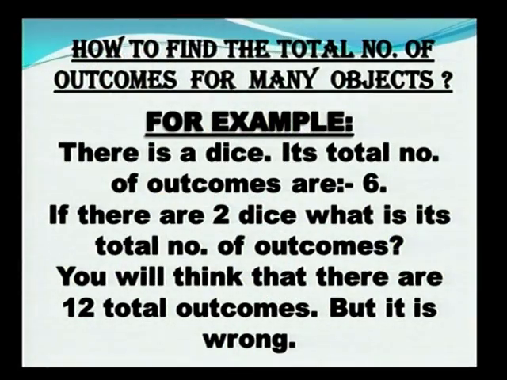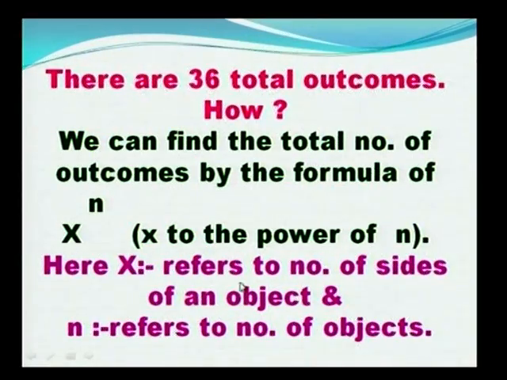For example, there is a dice, its total number of outcomes is 6. If there are 2 dice, what is the total number of outcomes? Many of them think that there are 12 total outcomes, but it is wrong. Then what is the answer here? There are 36 total number of outcomes.